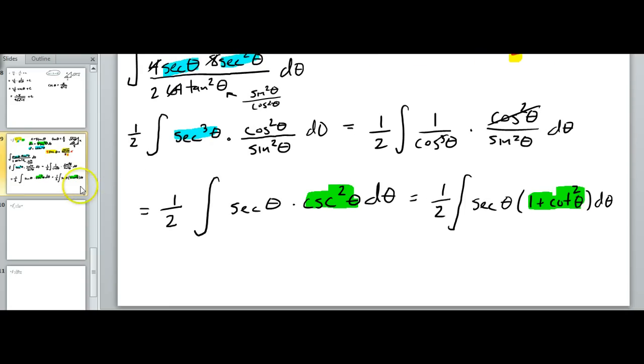Scroll down a little bit further, we've got 1/2 the integral. I'm going to distribute secant through here. Secant theta times 1 is secant theta. Now, cotangent, remember, we just did it a second ago, is cosine squared over sine squared.